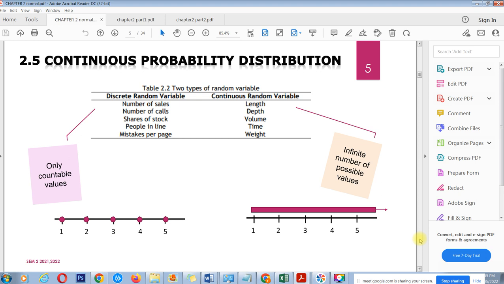This note is extracted from your textbook. For probability distribution, we have discrete random variable, and then we have continuous random variable. Discrete means a whole value, so we do not involve decimals. No decimal here.